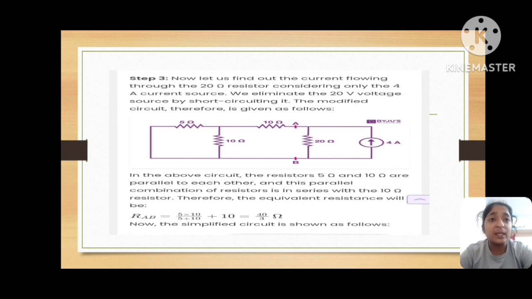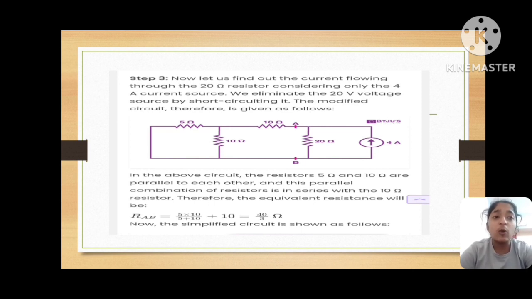Now, step 3: let us find out the current flowing through the 20 ohm resistor considering only the 4 amp current source. We eliminate the 20 volt voltage source by short circuiting it in the modified circuit. Therefore, it is given as follows. After short circuiting the 20 volt voltage source here, again we add the 4 amp current source here. We have a short circuit in the left side part. In the above circuit we have a short circuit in this, right?